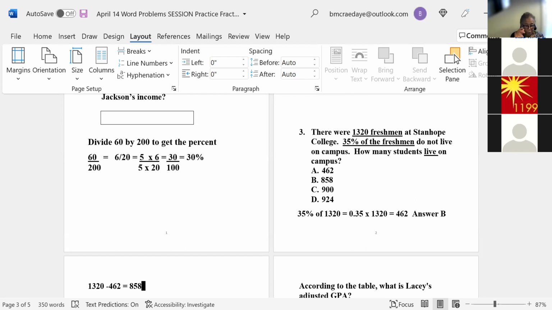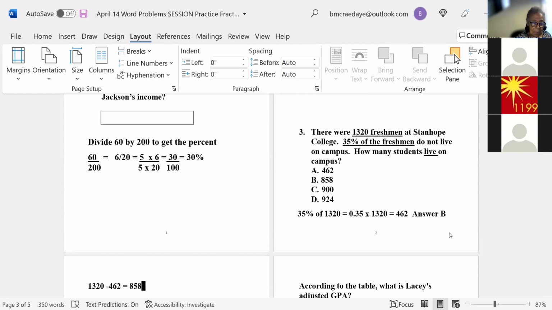Okay. Maureen, you got it? Yeah. So what we calculated was the ones who do not live on campus. But what they asked us for was how many students live on campus. That's the difference between what you got, the 462, and the total, which is 858. So the answer would be B. The number of students who live on campus would be 858. Answer B. If they said how many students do not live on campus, then the answer would be A. Got it? Yes.